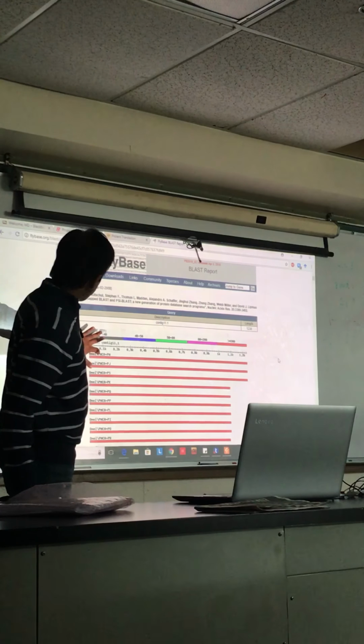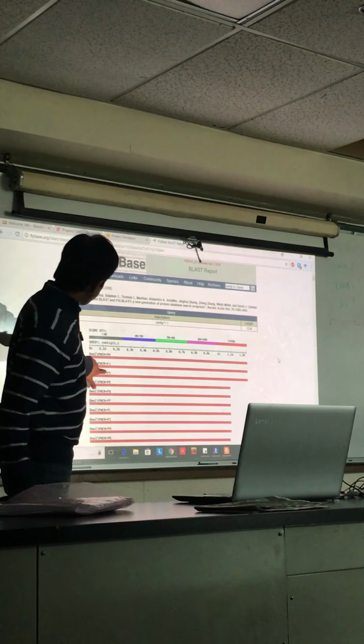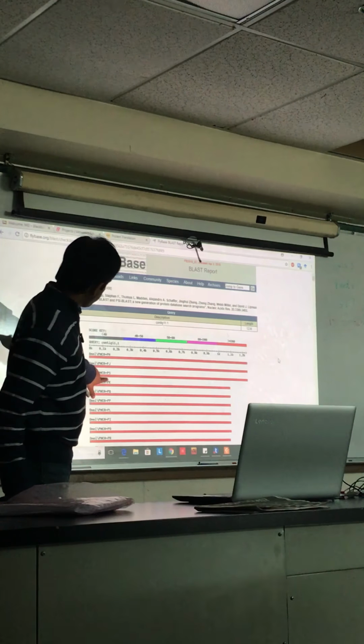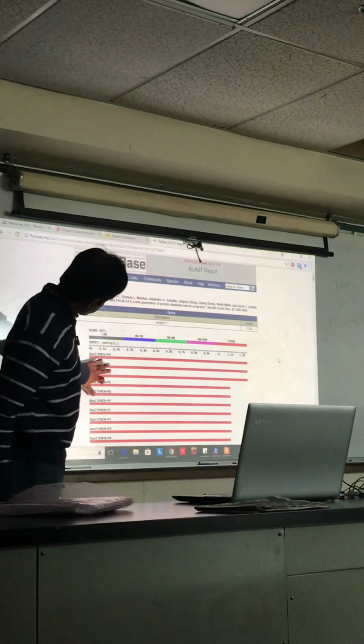Drosophila melanogaster PMCA, PM, PJ, PS, and PS. All three isoforms have an exact match, and also almost 90% match with these other isoforms as well.